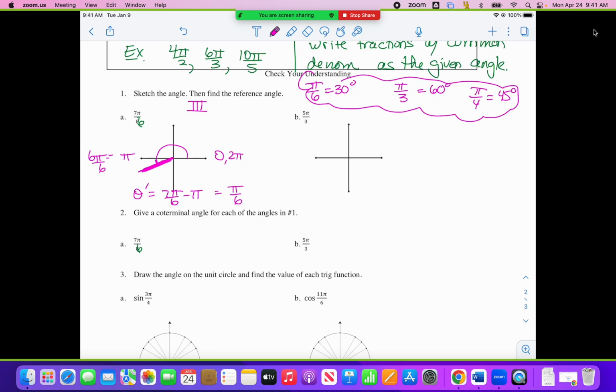Just because 1A and 2A go together, if I want to do a coterminal angle, you can either add 2 pi or subtract 2 pi. Either works. Then you've got to build a common denominator.